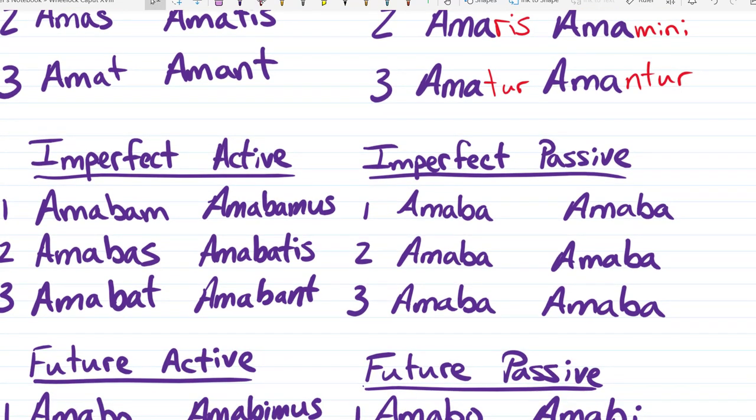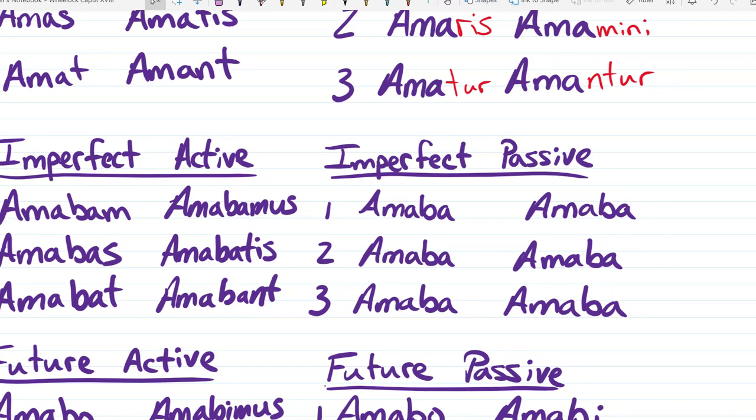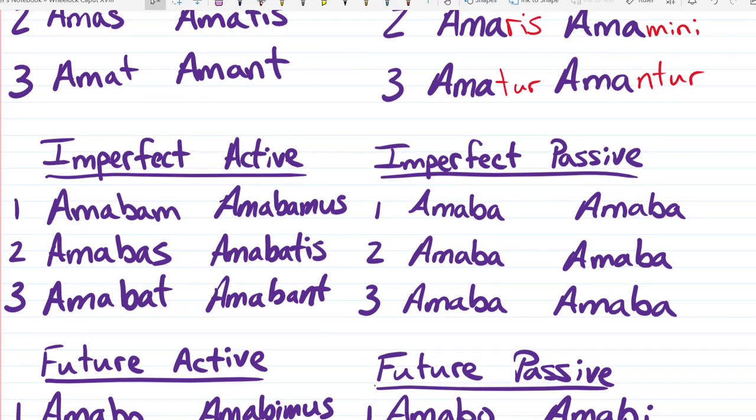Going on to the imperfect. Same exact thing. Ba, bas, bat, bamus, batis, bant. Replace your personal endings with the passive form. So, M, replace it with R. S, ris. Amabaris, you were loved. Amabatur, amabamur, amabamini. And then amabantur. Okay. R, ris, tur, mur, mini, and ntur. Amabam, I was loving. Amabar, I was being loved. Right.